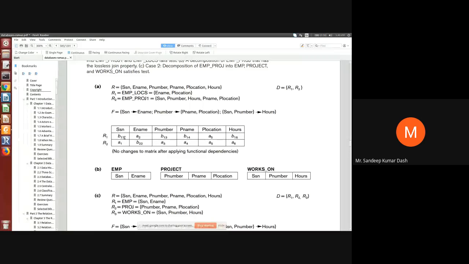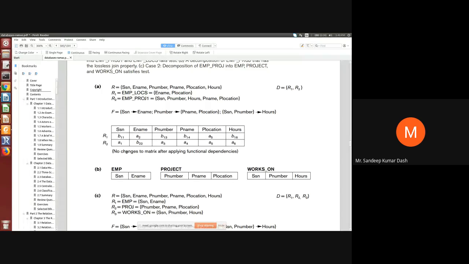This is first row, first column, so B11. First row, third column, so B13. First row, fourth column, B14. First row, sixth column, so B16. Similarly, in this R2, wherever these column names are there, I will have to insert A.